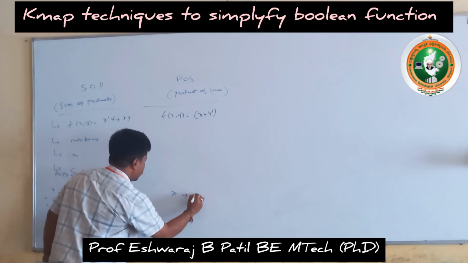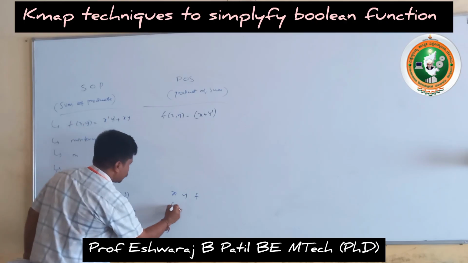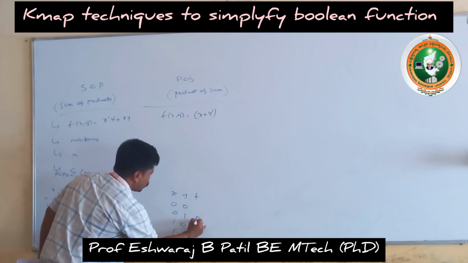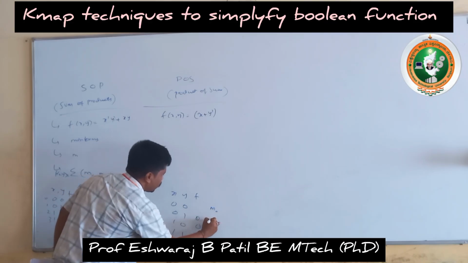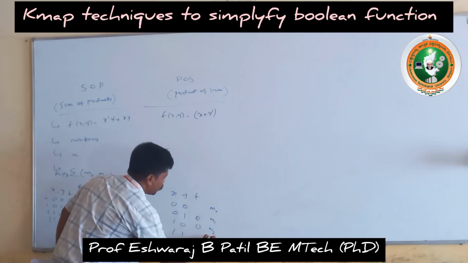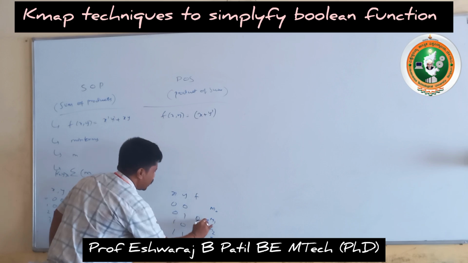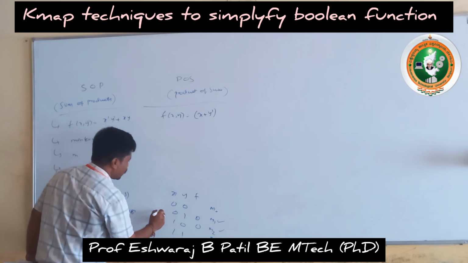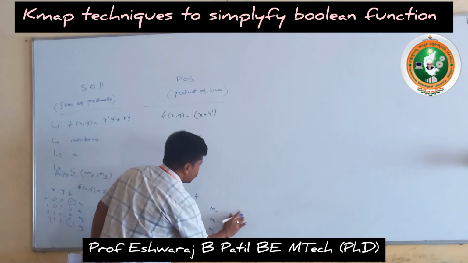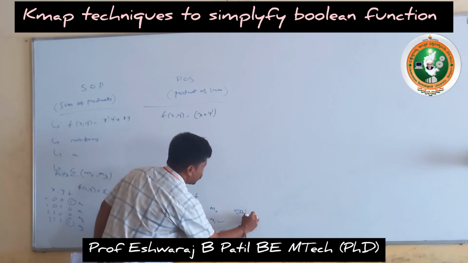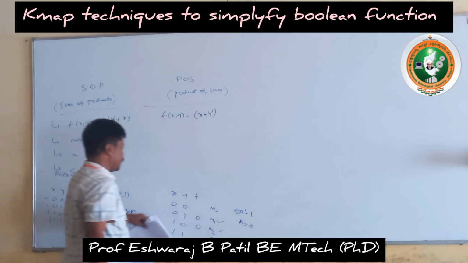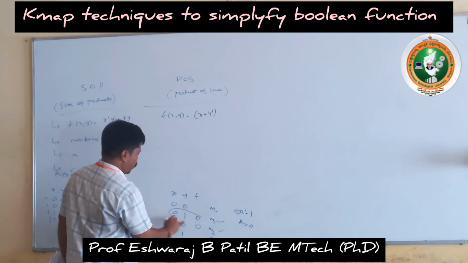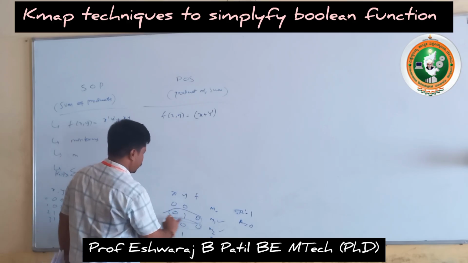x, y, f is there. 0 0, 0 1, 1 0, 1 1. This is m0, m1, m2, m3. The function is 0 where m3 and m2 are present. That's what we will be writing. This one is the combination, here the x. A is considered as the a dash is considered as 1, a is considered as 0. That's what we will be having as the combination here.